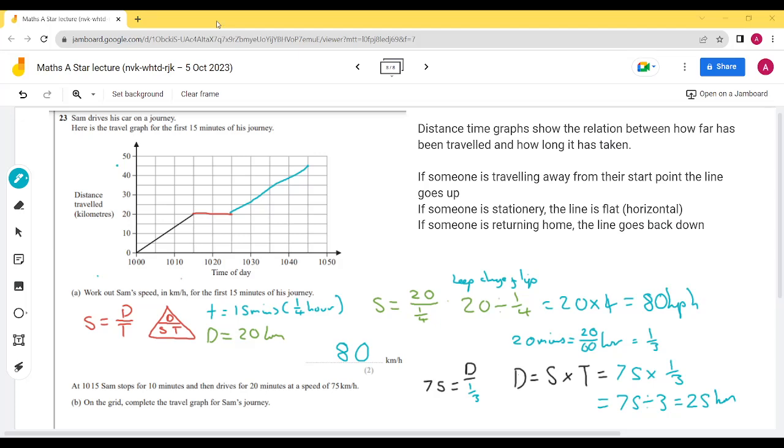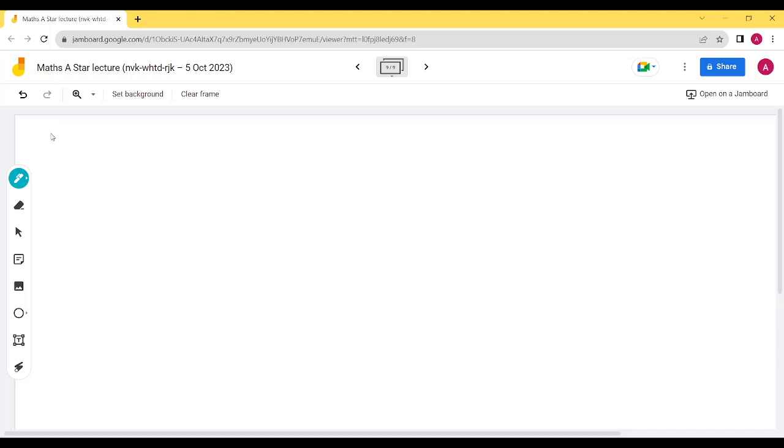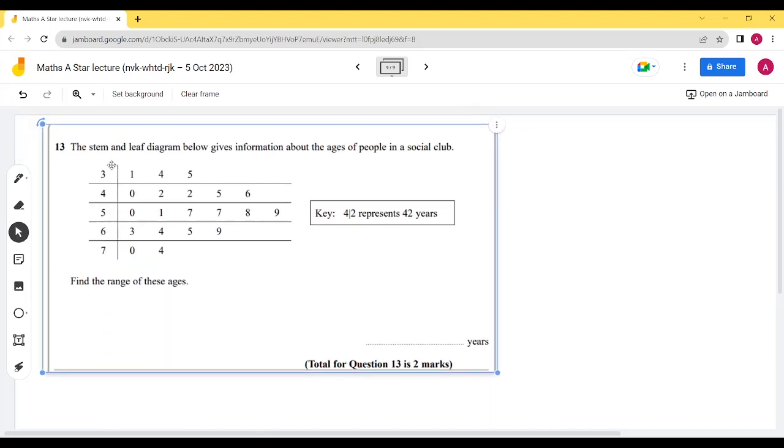Okay, so we're just going to introduce today a couple more different types of charts and areas like that. All right, so the next question we're going to look at is actually a stem and leaf chart, and we're going to use it to explain what a stem and leaf diagram is. These actually come up fairly regularly, I find, so it's definitely worth mentioning. This is just a small 2-mark question.